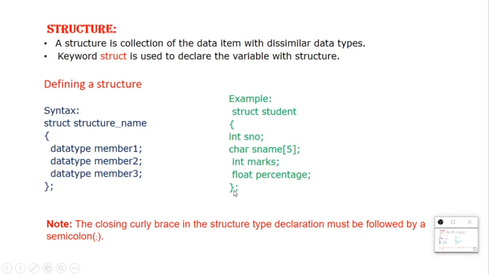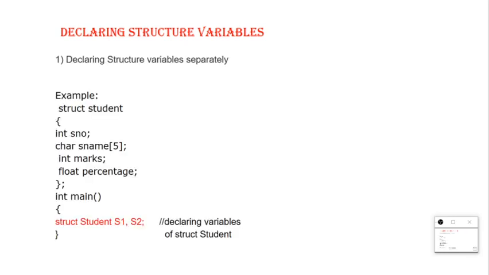So let us see how we can declare a structure. Declaring a structure, we have two types. One is declaring structure variables separately in the main, and the other is declaring structure variables within the structure. Let us see first declaring structure variables separately.